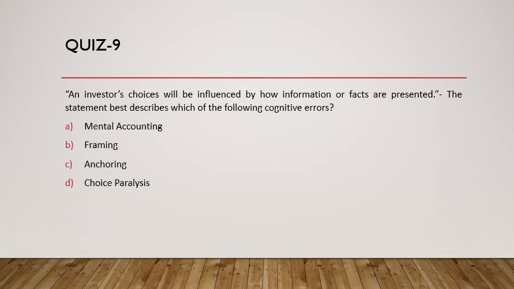Now let us move to quiz 9, and we have one after this to come. An investor's choice will be influenced by how information or facts are presented. So it's very important that if you are presented the same fact in a different way, your decision making may change. The statement best describes which of the following cognitive errors, and I would say it is framing, because framing is very important, the way questions are presented.